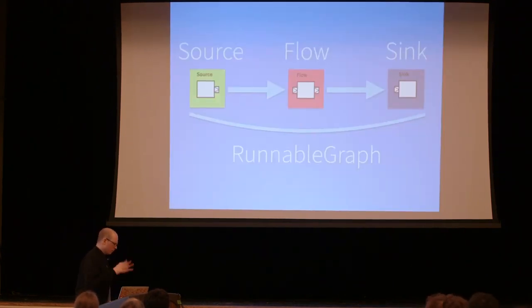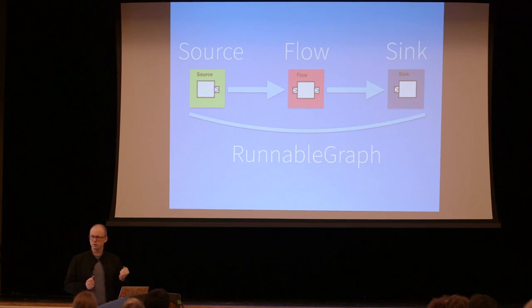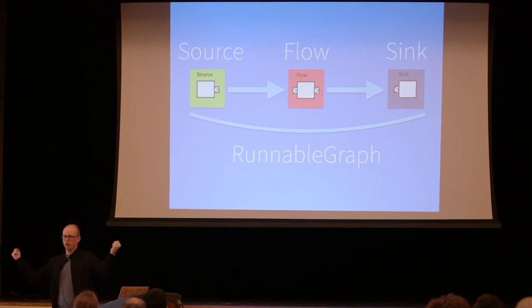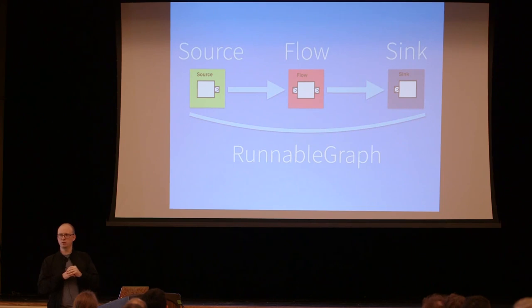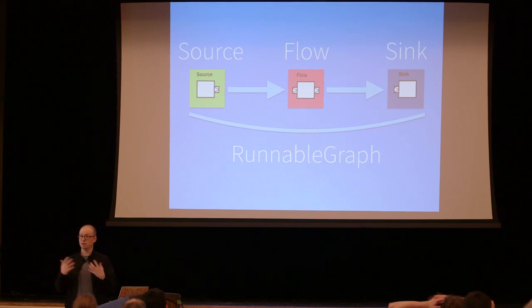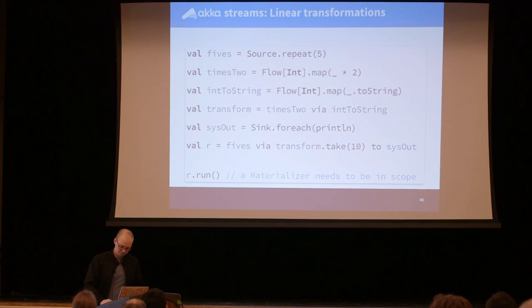So what does this look like? In Akka streams, we have something called sources, which are sources of elements or information. We have something called flows, which have one input and one output. We have sinks, where information goes. And if you plug these things together, we call it a runnable graph, because that is something that you can execute or make run.